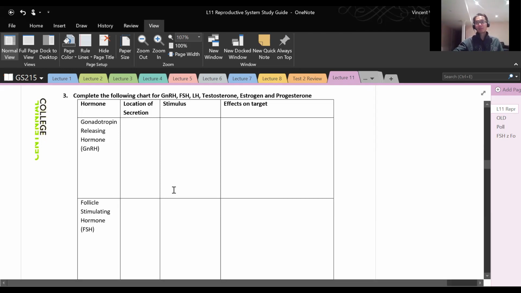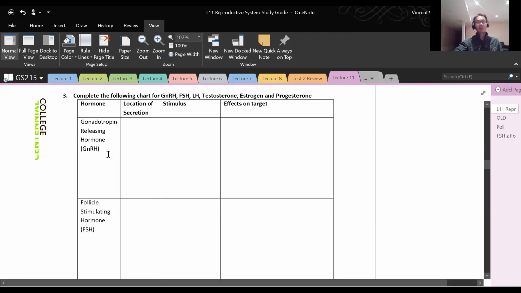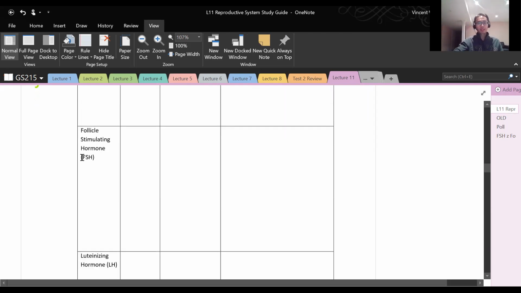Because it's not just this unit, right? You also have some hormones from the bones and stuff, right? The PTH, calcitonin. It's good to have a little hormone booklet that you keep, which will be useful as well when you move on to your next program, whatever that is.